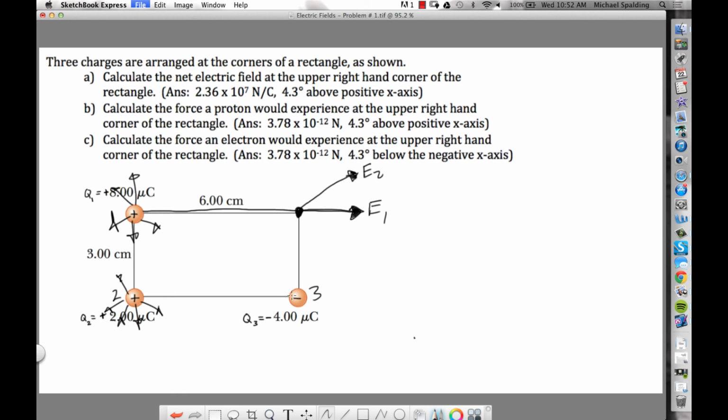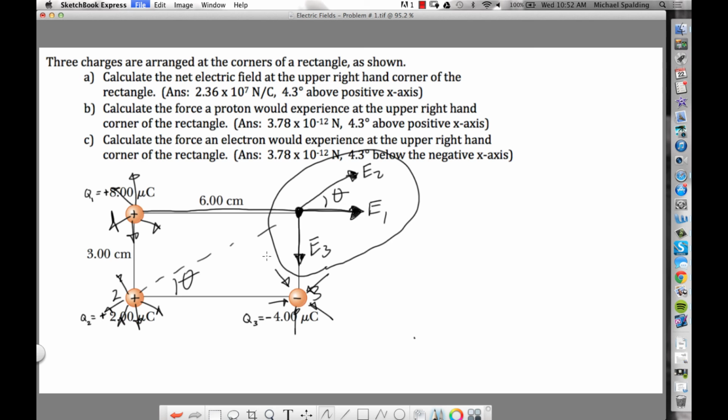Now, charge 3 is negative. The electric field for negative charges goes in, like this, in all directions. But what's that electric field from charge 3 doing at the point we're focusing on? It's going down like that, right? So that's E3. So pretty much here is our situation. You're going to need to solve for this theta right there. How are you going to get that theta? Well, it's the same as this theta, so get it from the triangle.